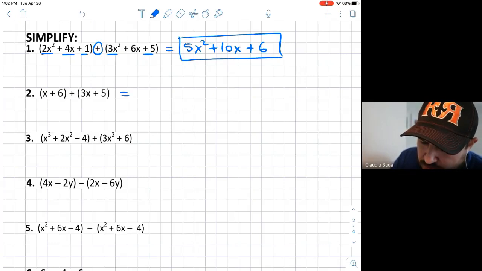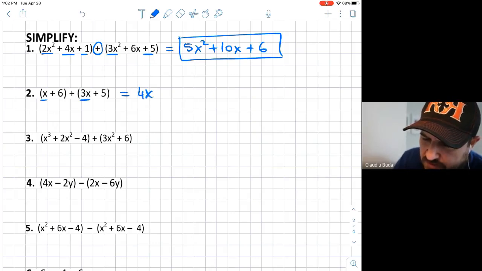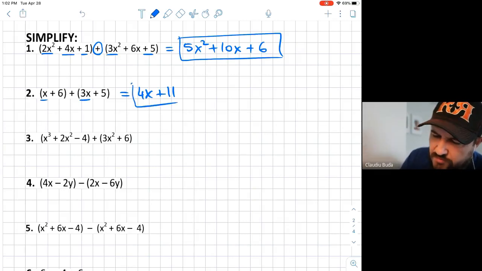For number 2, x plus 6 plus 3x plus 5. Same thing. X's together. X plus 3x is 4x. And 6 plus 5 is 11. So that is the answer for this one.